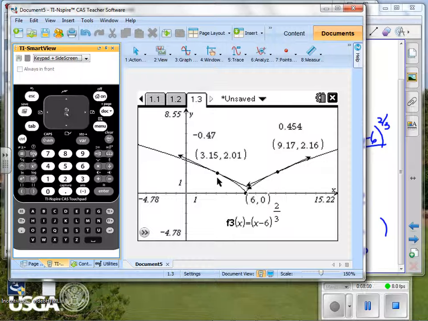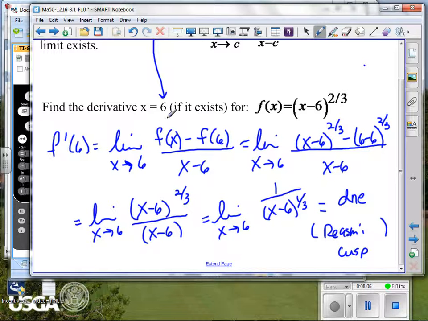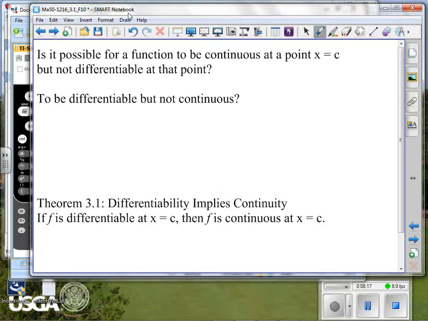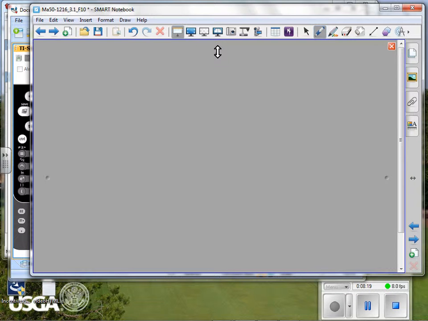Everywhere except. Okay? And that's why the problem said, look only at the point x equals 6, because the person who wrote the problem knew that was going to be a problem point. Okay? The derivative exists every place except at that point. Okay, let's go on. Well, this should be easy enough then.